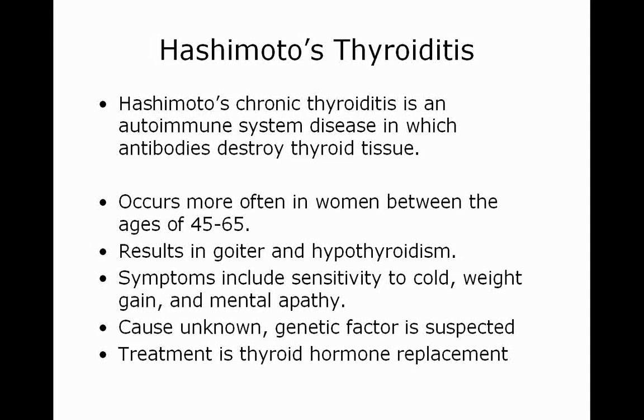Hashimoto's thyroiditis occurs more often in women, and when it does occur, it's more likely to be in the age group from 45 to 65. The goiter formation and hypothyroidism, or symptoms of hypothyroidism, are obvious. Symptoms being an increased sensitivity to cold, weight gain, mental and emotional problems, mental apathy. The belief is that Hashimoto's thyroiditis is actually caused by a genetic defect.